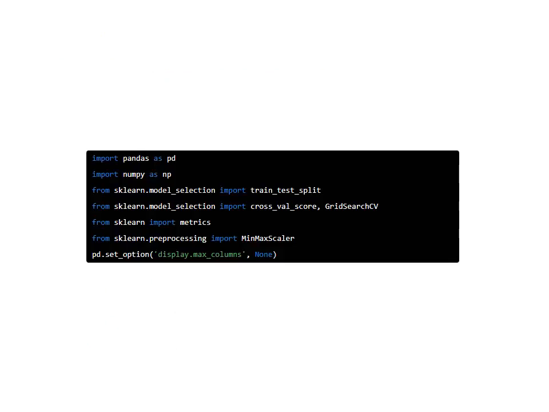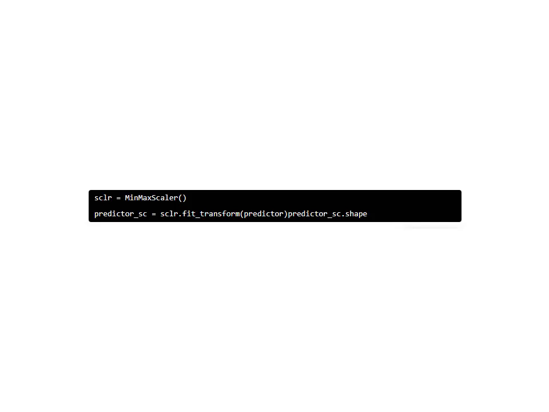Let's start with a coding example and import the necessary libraries. Read the Wisconsin breast cancer dataset using the pandas read_csv function into an object called data from the current directory. After reading the data, we prepare the data as per requirement.